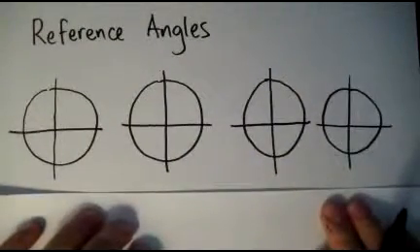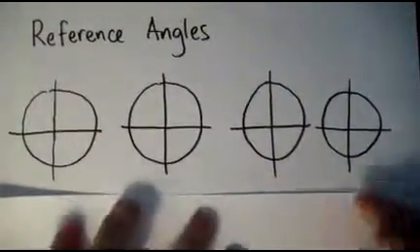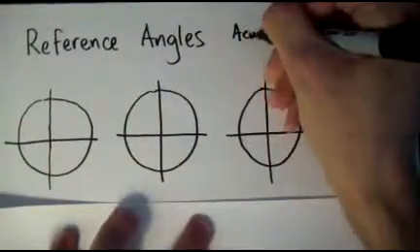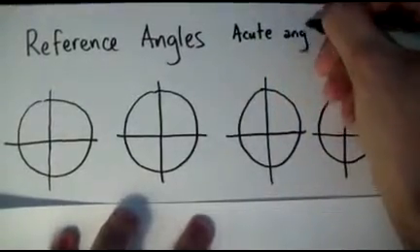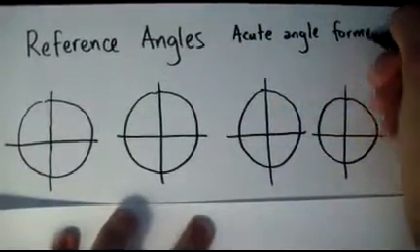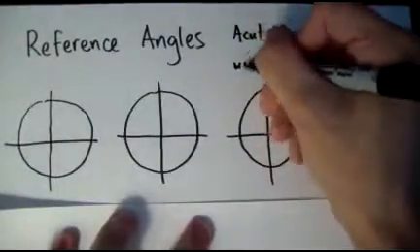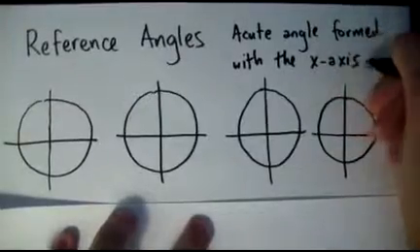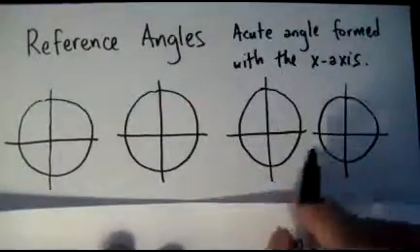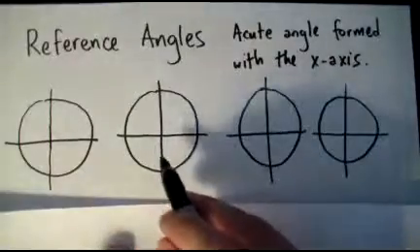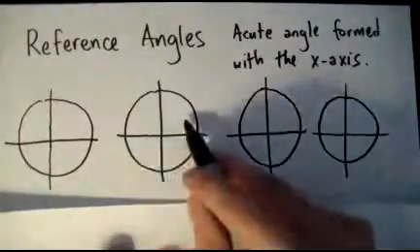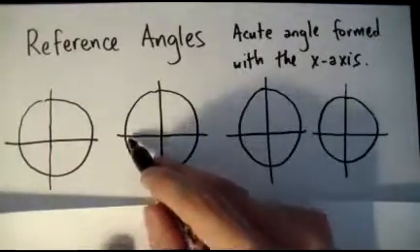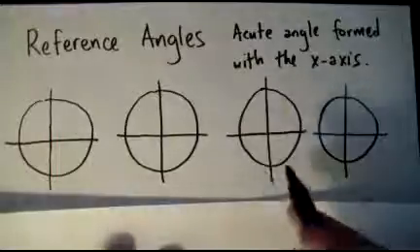Let's talk about reference angles. A reference angle for an angle is the acute angle formed with the x-axis. In general, the angle sits somewhere in some quadrant, and you can imagine drawing a line that makes some angle with the x-axis. The acute angle that it forms with the x-axis is the reference angle.